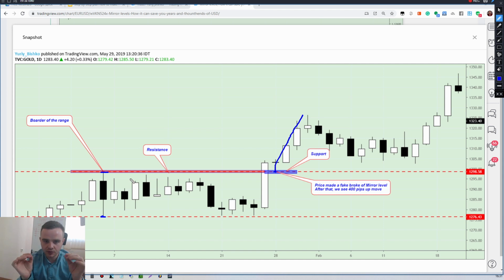Once more about mirror levels. First, it works on all markets. By all markets I mean currency pairs, crypto, gold, indexes. I'll show you all examples of how to build it. We will go through this TradingView post, and after that I'll open a chart and show you so many examples, and you will be pleased.